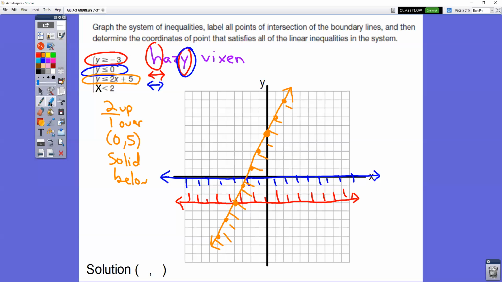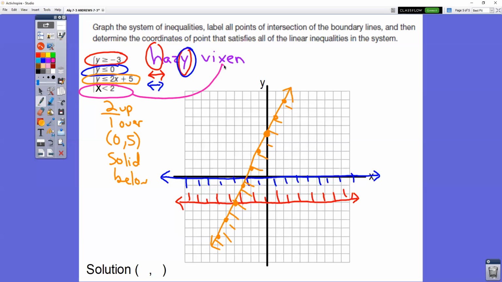So now my window of answers is right here. It sort of looks like an alligator mouth. All right, that's where we're looking for our possible answers. But there's one more that we need to graph: x is less than 2.